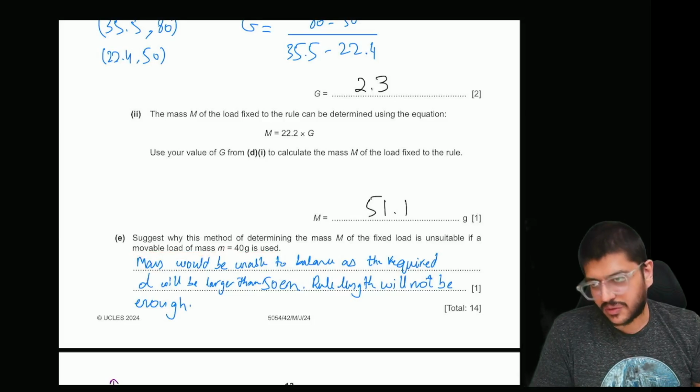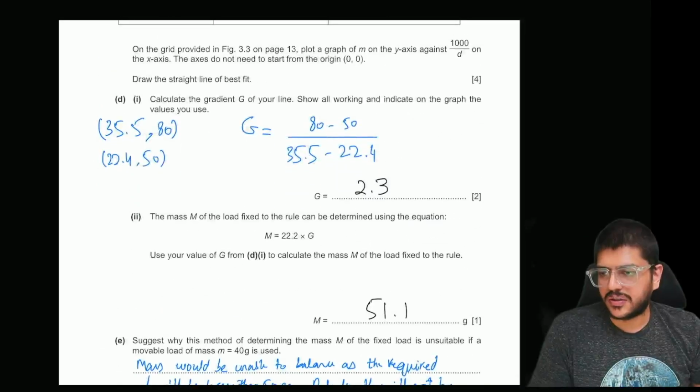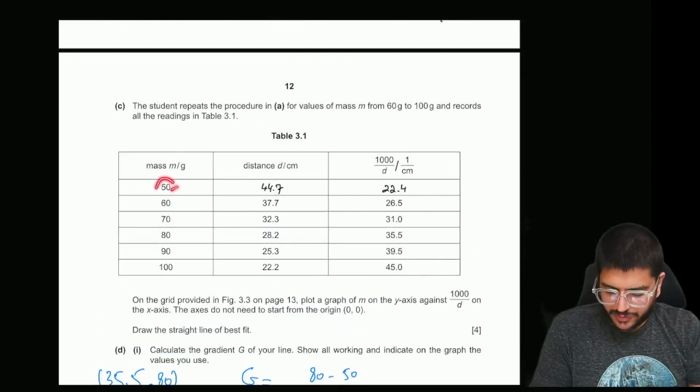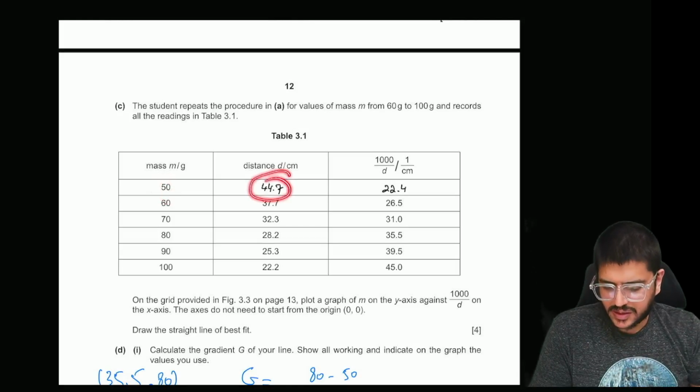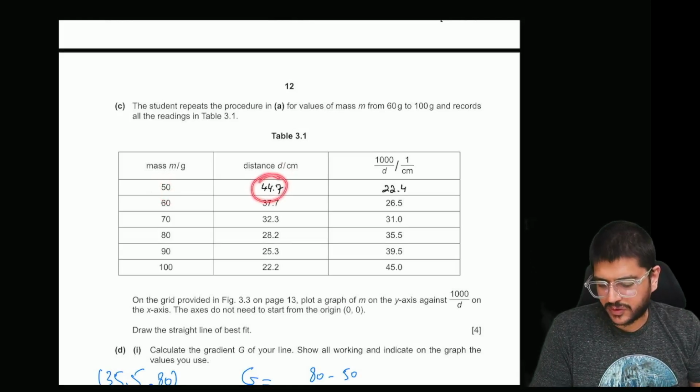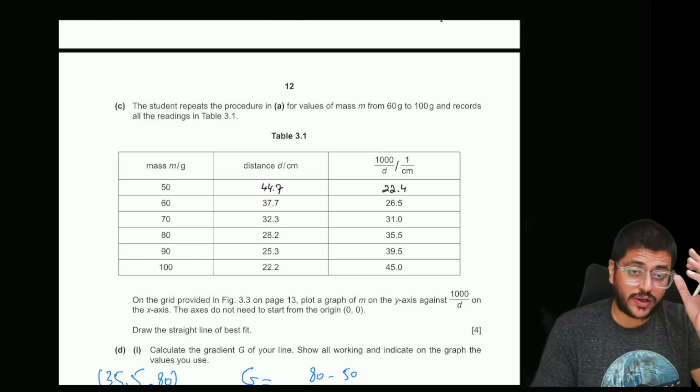Why is this method of determining m of the fixed load unsuitable if a movable load of mass 40 grams is used? Now, this is where you have to think. So they're saying why this method of determining m is unsuitable if a load of 40 grams is used. If you're using a 50 gram load, the distance from the pivot is 44. You have to understand this. This is where your mind has to work.